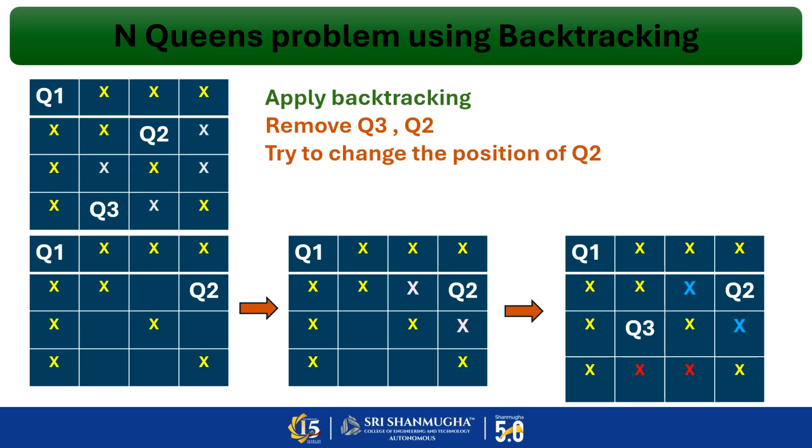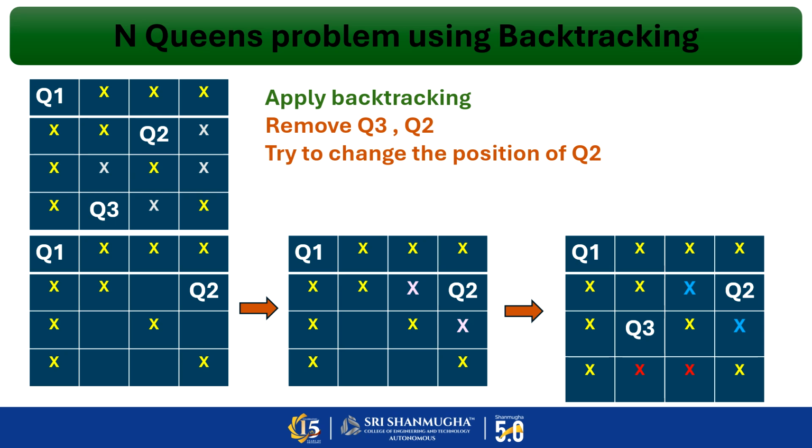So we have to apply the backtracking method now. Backtracking, what did I say? If I am not getting the solution, if there is no solution, or if the solution is wrong, then we have to move backwards, backtracking. That is, we have to move to the same position from where we have come. So now what do I have to do? I have to remove Q3 and Q2. That means first I will try to change the position of Q3.